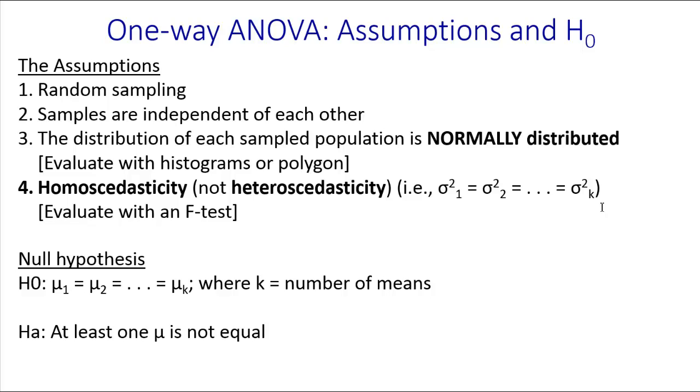Now, in the one-way ANOVA, our null hypothesis is that each mean in the population is the same. So the population mean of the first observation, same as the second, and so on and so forth till you get to the last one. And the alternative hypothesis is that at least one of the means is not equal to the others.